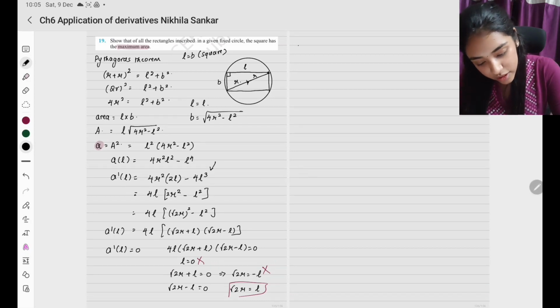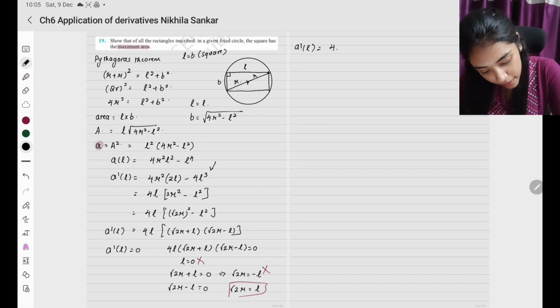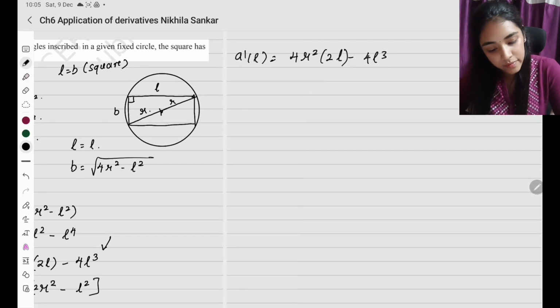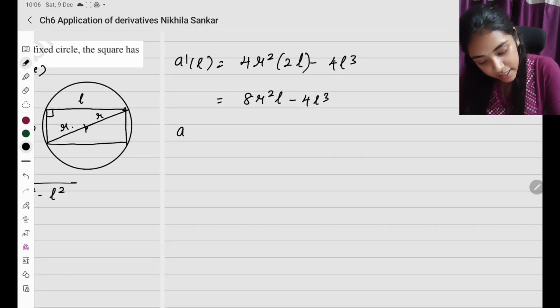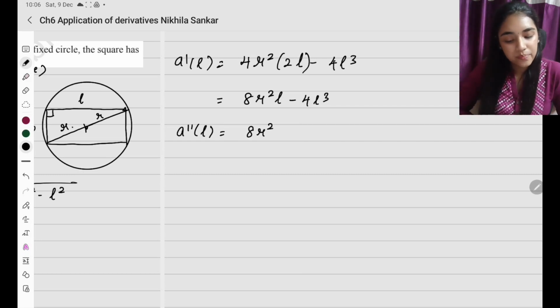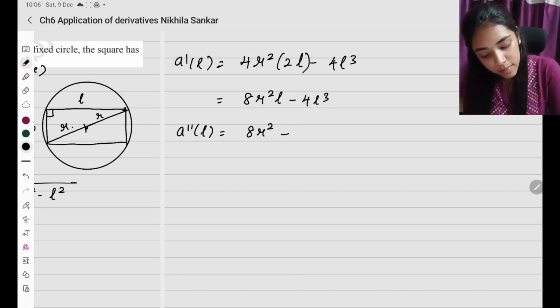So what do I have here? I have a dash of L equals 4r square times 2L minus 4L cube. Okay, this is what I have. Let me simplify this. So I have 8r square L minus 4L cube. Now I have to find my second derivative. So a double dash of L is going to be 8R square is a constant. L differentiate panna, it is going to be 1 minus, I have 4 3s are 12, L square.